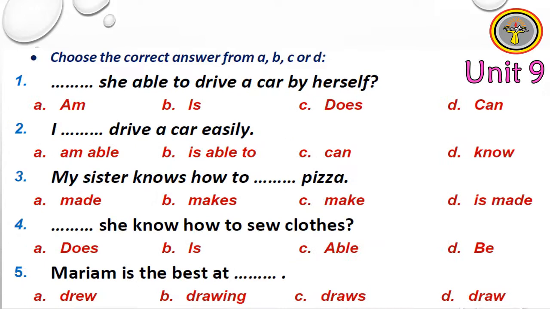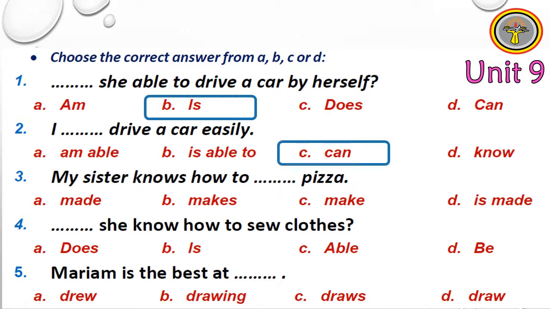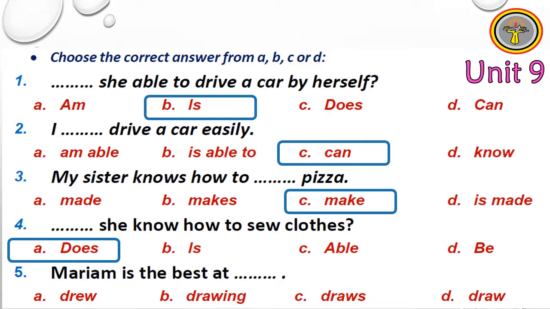Choose the correct answer from A, B, C, or D, which is based on Grammar Unit 9. Number 1. Is she able to drive a car by herself? Is she able to? Number 2. I can drive a car easily. Of course, the right answer is I can. Number 3. My sister knows how to make pizza. How to make pizza. Number 4. Does she know how to sew clothes?